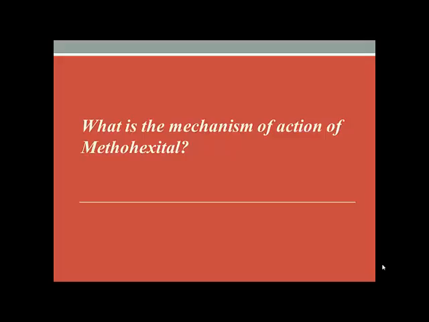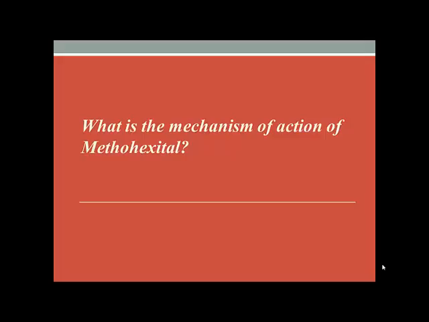Methohexital comes under the classification of barbituric acids, also called barbiturates, and methohexital is generally used as an anesthetic, especially for deeper sedation. It is mostly used in the setting of electroconvulsive therapy.